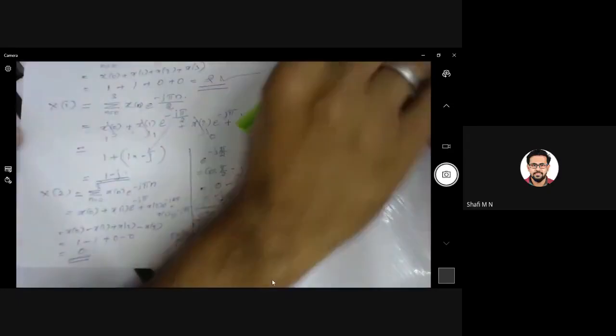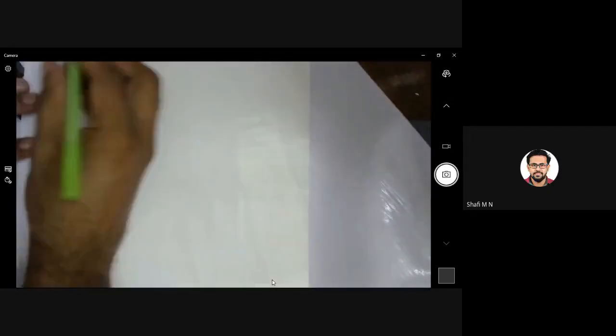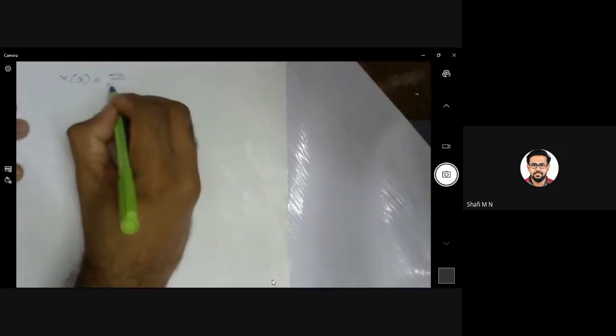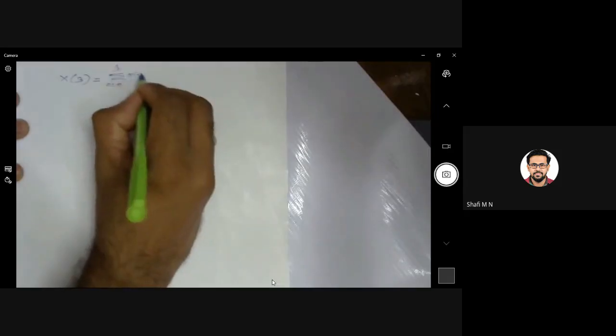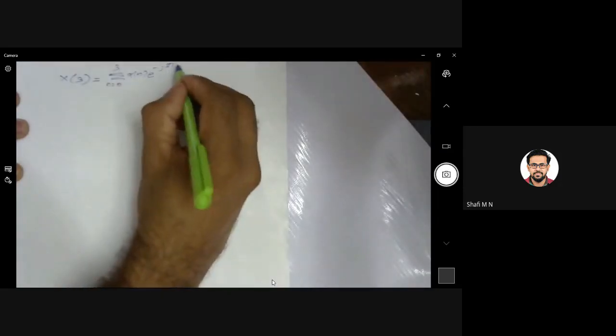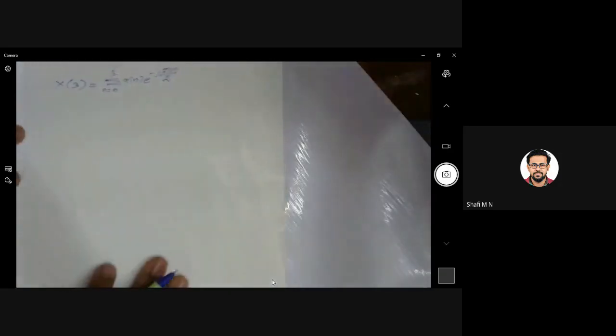Okay. Now let's find the last term. The last term is X of 3, right? Find the value of X of 3. X of 3 is equal to the sum over n equal to 0 to 3 of x of n e raised to minus j 3 pi n by 2, isn't it? Substitute the values and find the answer. Try to do it. I give you 2 minutes.